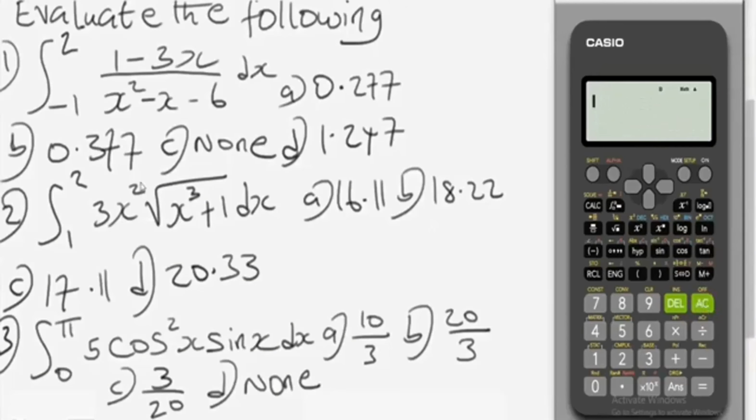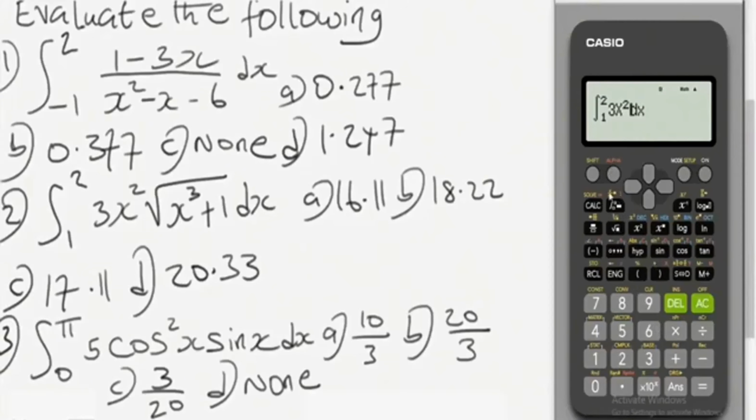Let's wipe this. So question 2, definite integral, the upper limit this time around is 2, still 2. The lower limit now is 1, not -1. So we go back to the center box and input the values. We have 3x squared, we press alpha and this button, then put the square root of x cubed plus 1.